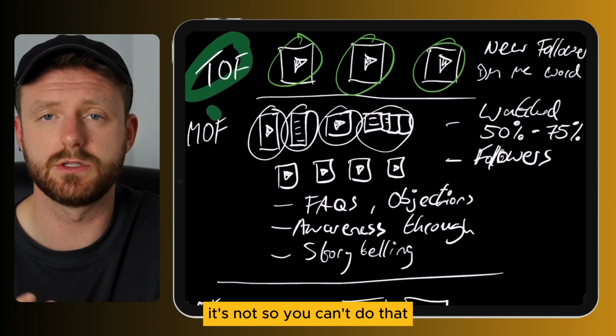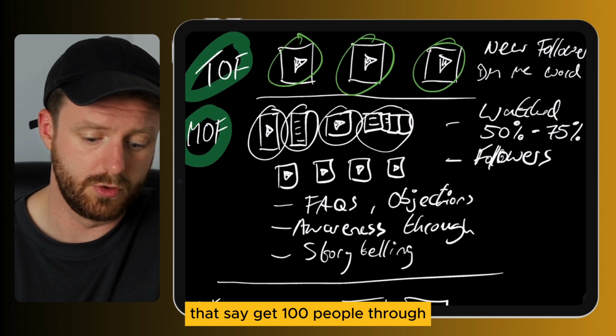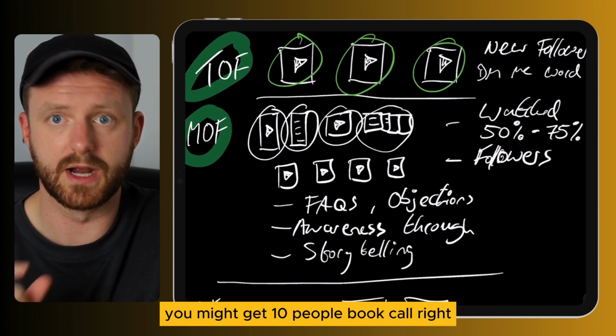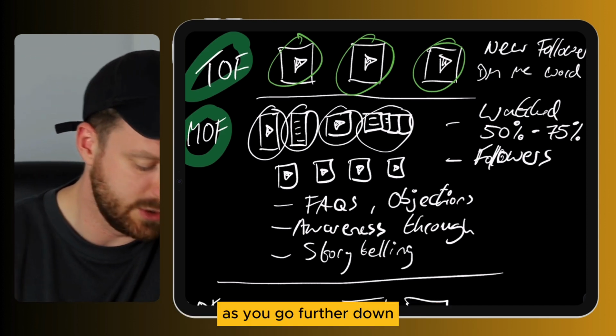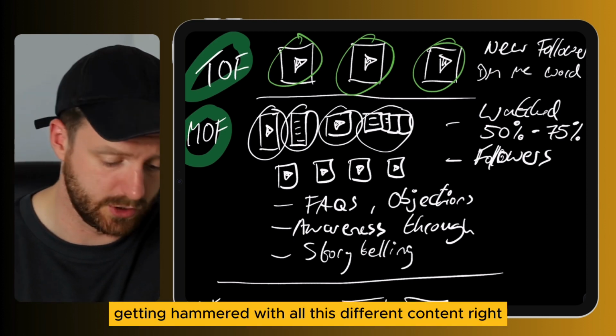It's not to say you can't do that, but it's going to be a smaller percentage of people. Let's say you get 100 people through, you might get 10 people book a call, right? So it's going to be a smaller percentage. As you go further down, middle of funnel, now they're getting hammered with all this different content, right?